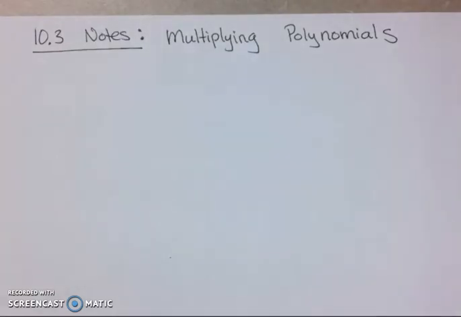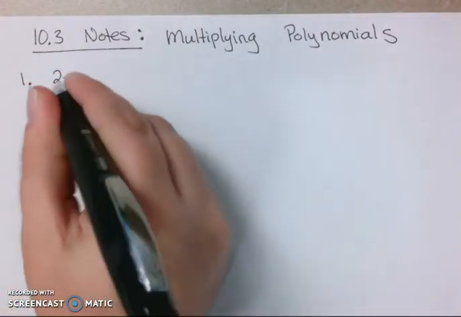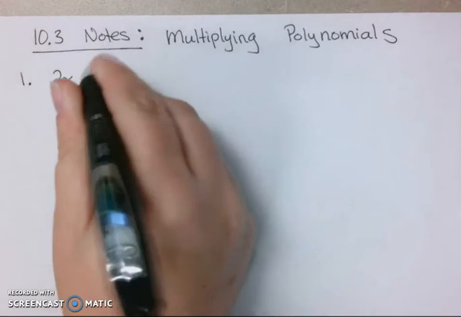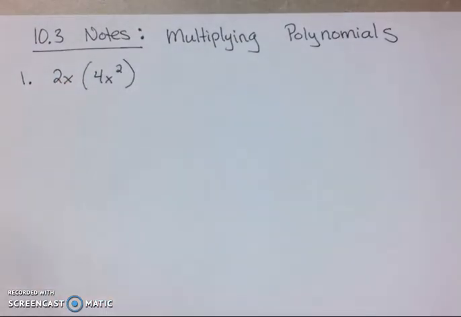Alright, multiplying polynomials. Now we're going to multiply these together. Now the first one, I'm going to admit, it's actually not polynomials. That's a monomial times a monomial, just to kind of get us started. So remember, those parentheses mean that we're actually multiplying those together.